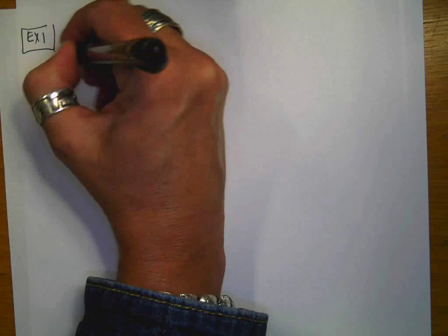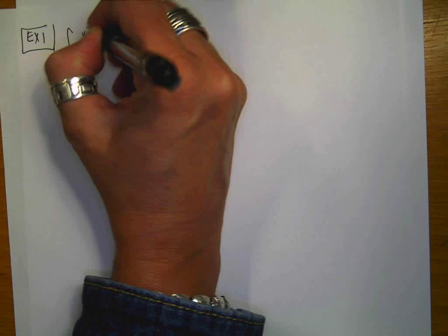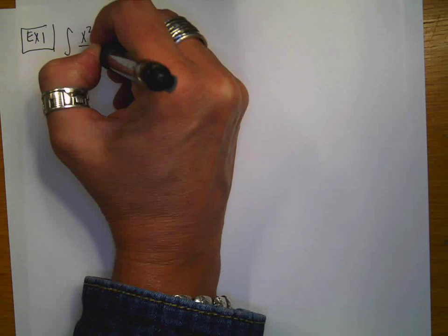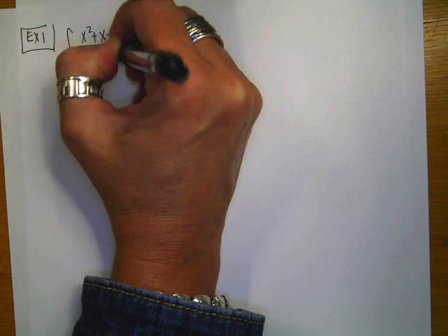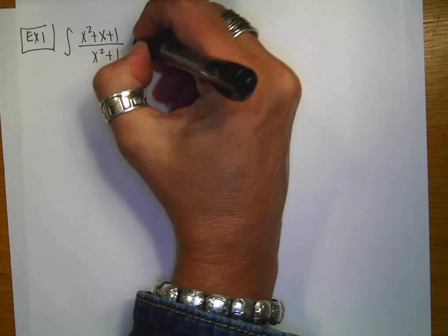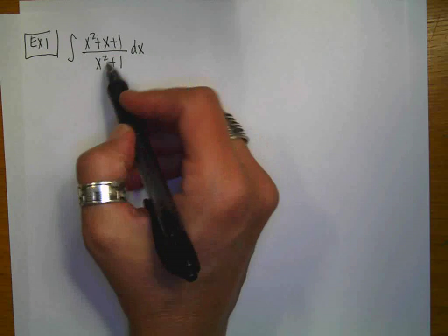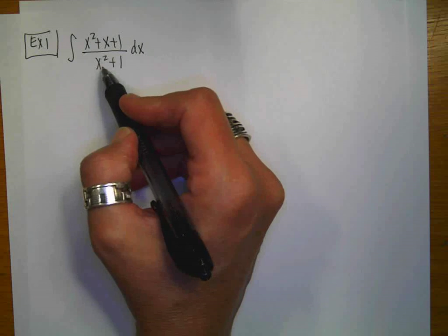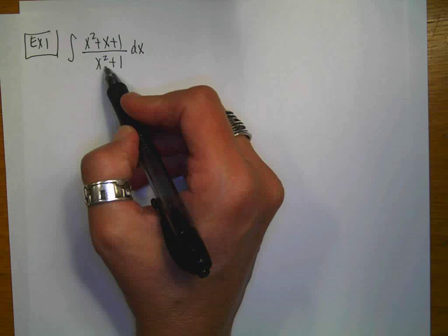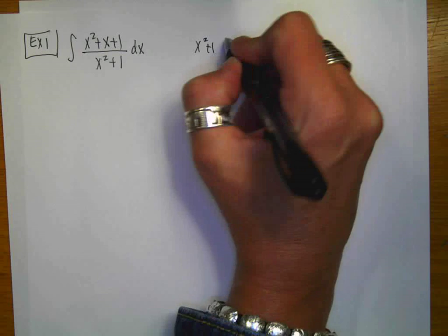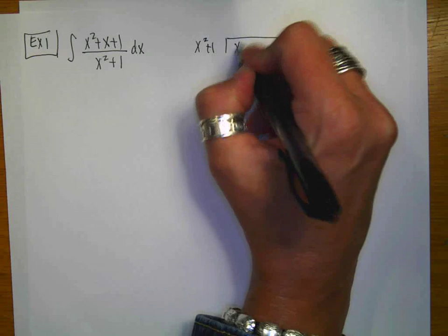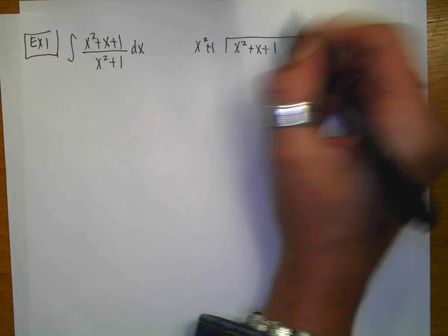For example number 1, we're going to have the integral of x squared plus x plus 1 over x squared plus 1. This one is a little bit of a unique situation. The degree is the same, top and bottom. So I'm going to start by doing long division. I'm going to divide x squared plus 1 into x squared plus x plus 1.